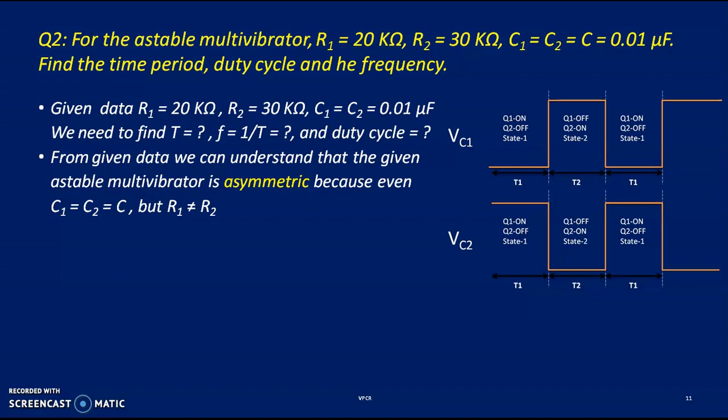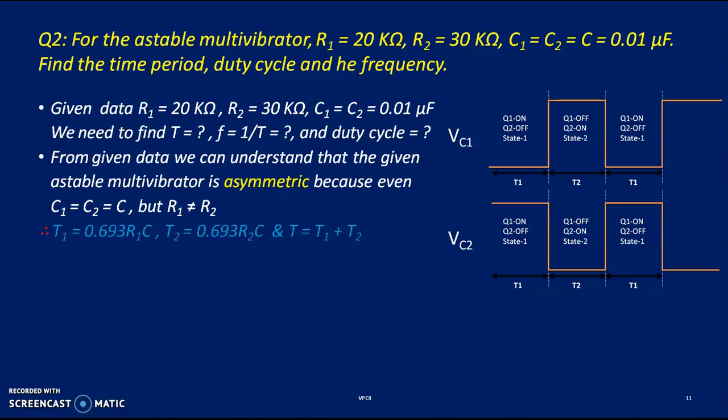Why can you call it asymmetric? Because even though C1 and C2 have the same value, R1 and R2 have different values. So there is no chance of R1C1 being equal to R2C2, and these values don't give the symmetric condition. You can say a circuit is symmetric whenever the R1C1 time constant equals the R2C2 time constant. But here that condition is not possible.